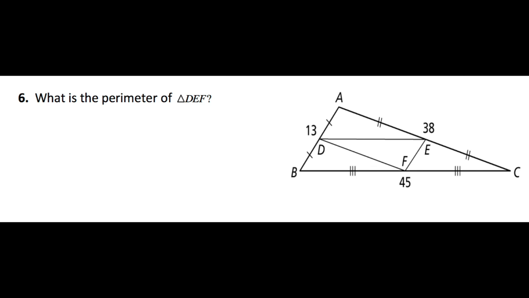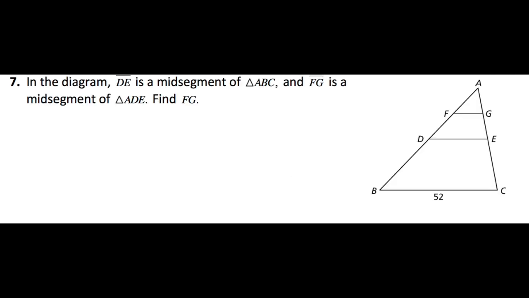So in this case, x is 9. Alright, what is the perimeter of triangle DEF? In the diagram, segment DE is a midsegment of triangle ABC, and segment FG is a midsegment of triangle ADE. I want you to find the distance from F to G.